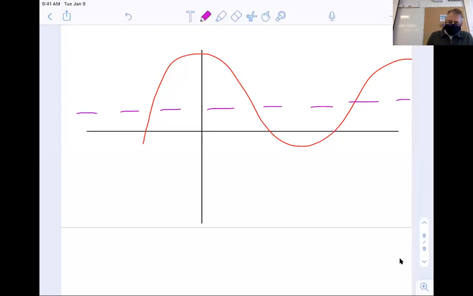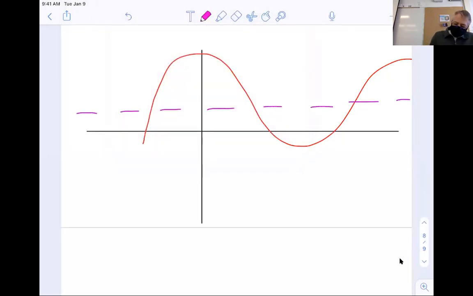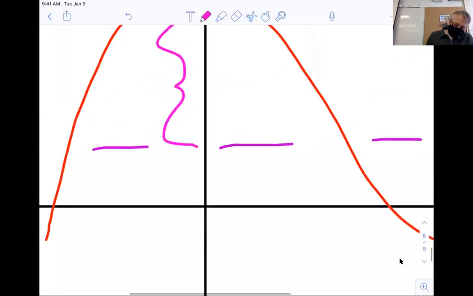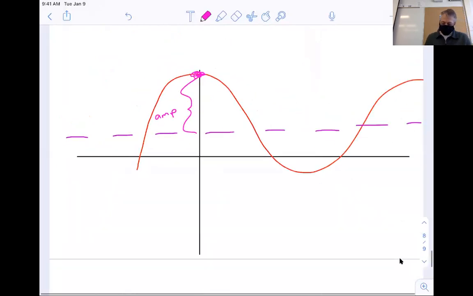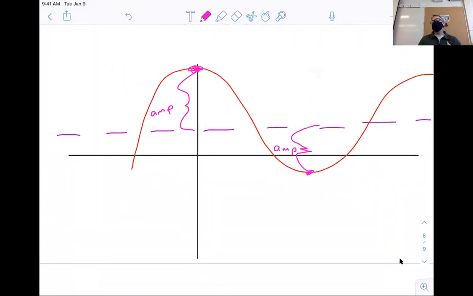Well, the amplitude of the graph is the distance from the maximum to the midline, or the distance from the minimum to the midline. So it has to do with the midline. It's like how far away is the min or the max from the midline? But because it's a distance, it's always a positive value. It's just saying how far away is it from the min or from the max.